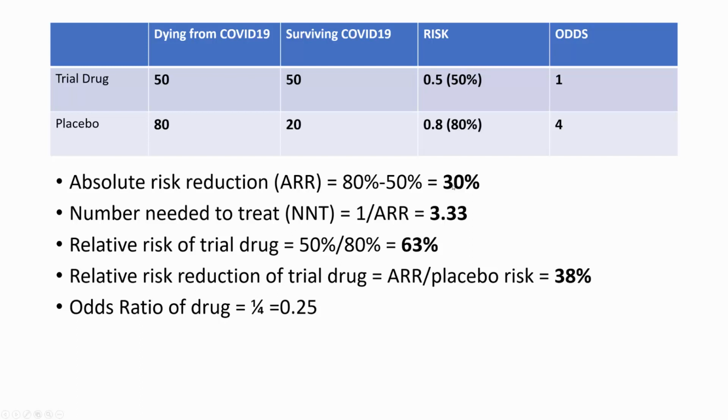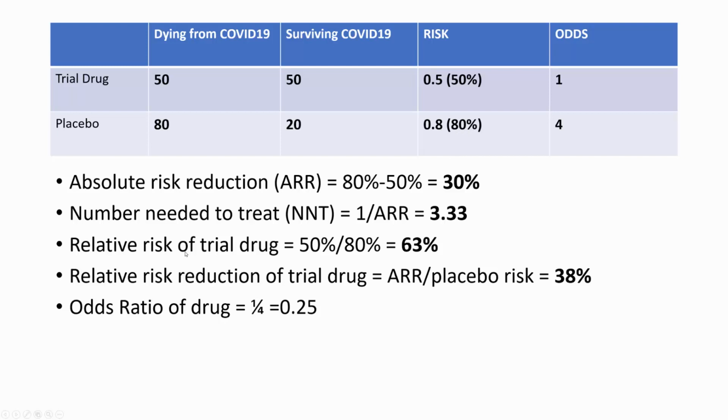So if you're wanting to work out how many people you would need to give the drug to in order to prevent one bad outcome, in this case, dying from COVID-19, this NNT is the number needed to treat, and it's 1 on the absolute risk reduction, which works out to 3 1/3. So that's absolute risk reduction and number needed to treat. They're linked together. If you're looking at the relative risk of the trial drug, that's 50% on 80%. So that's a 63% risk of the trial drug compared to if you took nothing, or the placebo group.